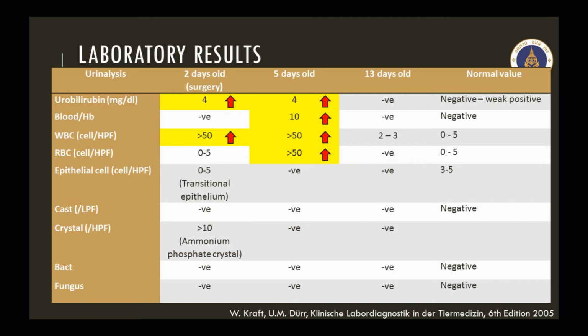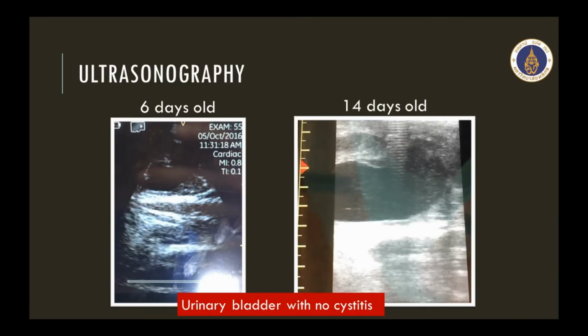So here's the result of the urinalysis that I was talking about previously. As Mr. Gedepad has told you before, we were unable to locate the urinary bladder during the surgery. Finally, we found the urinary bladder from the ultrasonography when we visited the calf at the farm, and there was no cystitis or any inflammation on the ultrasonography, so we appreciate it a lot.